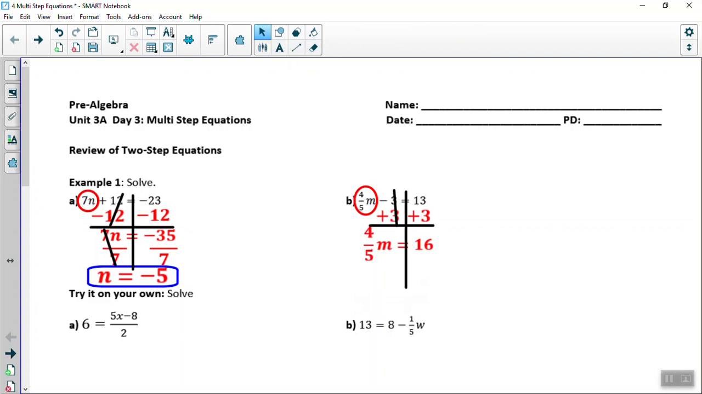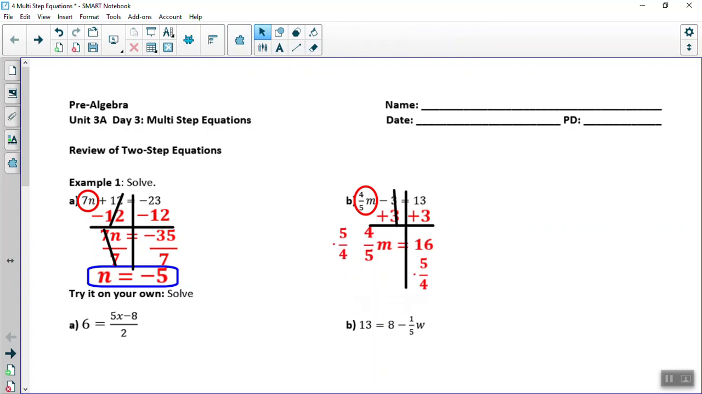Now there's a couple different ways that we can go about solving this. The quick way is, in order to undo multiplication, like we said before, to divide, but we can't actually divide by a fraction. So the quick way to get rid of this 4/5 is to multiply by the reciprocal. So that would look like this. I'm going to multiply this side by the reciprocal, and I'm going to multiply this side by the reciprocal. Reciprocal is where we take the fraction and flip it over.